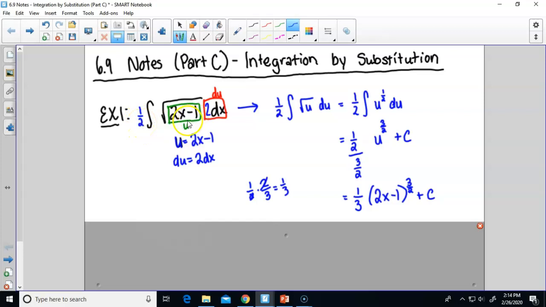And so you can replace the 2x minus 1 with u, and you're going to replace the 2 dx with du, giving you 1/2 integral of the square root of u du. I went ahead and wrote that as u to the 1/2 just to make it a little bit easier for me to think about taking that integral. And so you increase your exponent by 1 to make it 3/2. You're going to divide out front by the 3/2. 1/2 times 2 over 3 is going to give you 1/3. And so you get 1/3 (2x minus 1) to the 3/2 plus c.